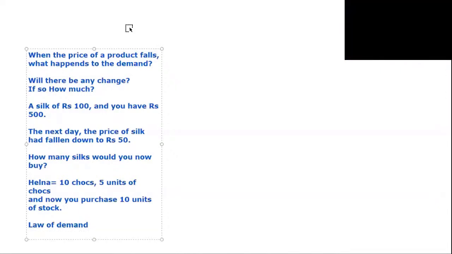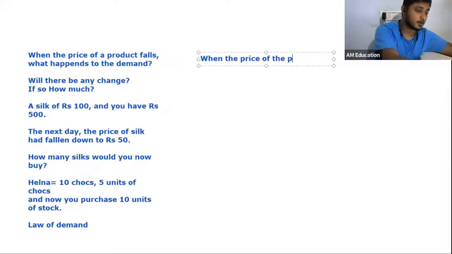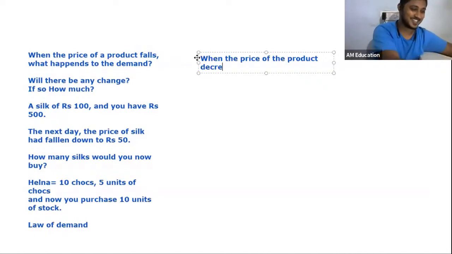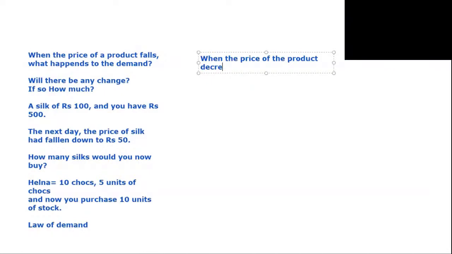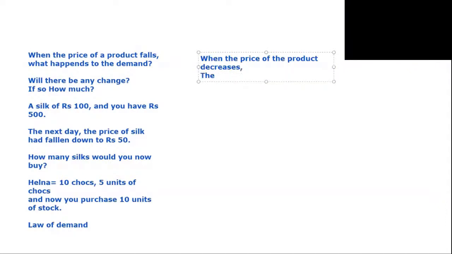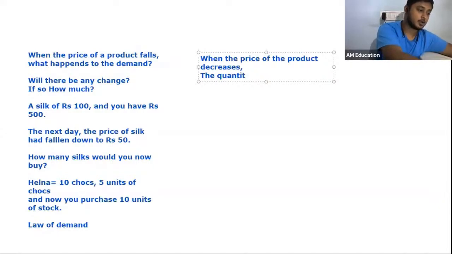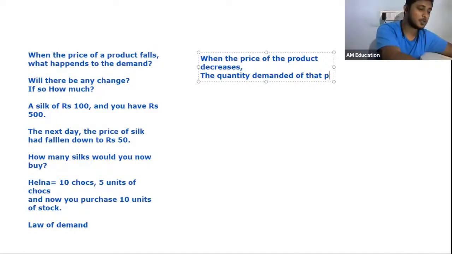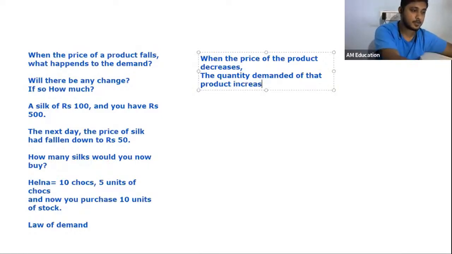Nida, explain. When the price of the product decreases, the quantity demanded increases. Spell decreases: D E C R E A S E S. Okay, decreases. When the price of the product decreases, the quantity demanded of that product increases. To be specific, of that product increases, right?